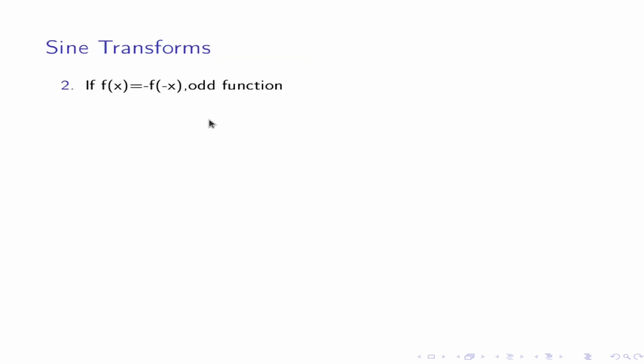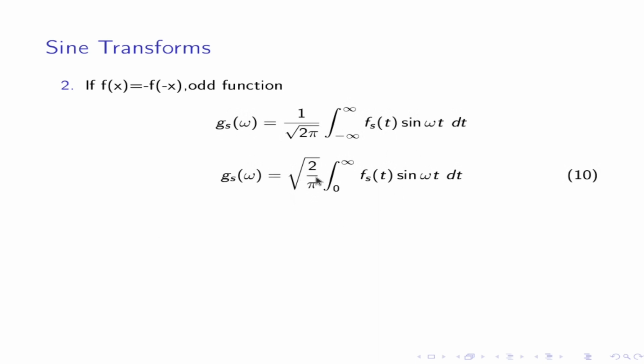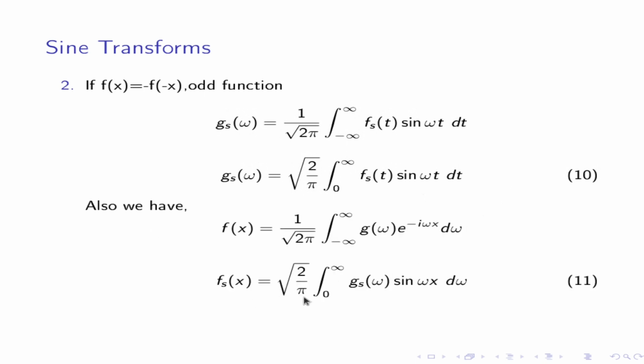Similarly, if f(x) is an odd function, then gs(ω) is the square root of 2/π integral 0 to infinity fs(t) sin ωt dt, and the inverse one is fs(x) equal to the square root of 2/π integral 0 to infinity gs(ω) sin ωx dω, and these are the Fourier sine transforms.